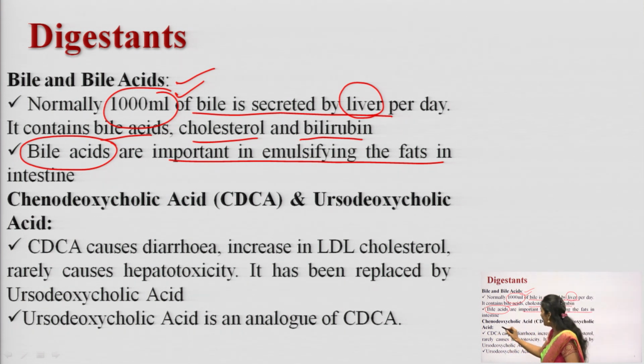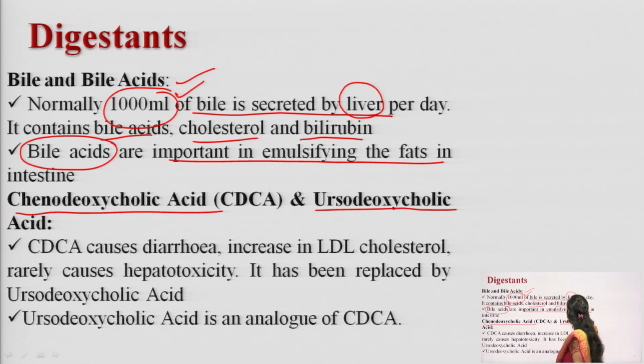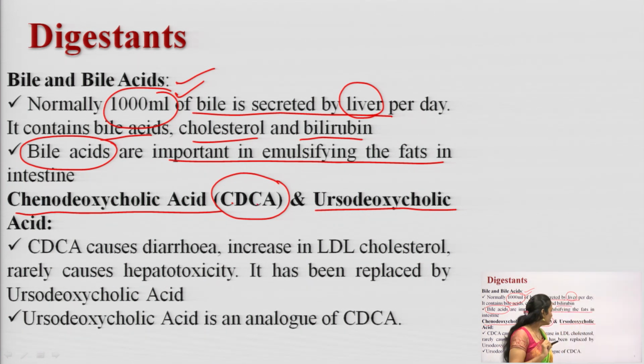Okay. Next one, chenodeoxycholic acid and ursodeoxycholic acid. Chenodeoxycholic acid in short you can call CDCA. What does CDCA mean? C represents cheno, D represents deoxy, C represents cholic, A represents acid. And ursodeoxycholic acid is called UDCA.